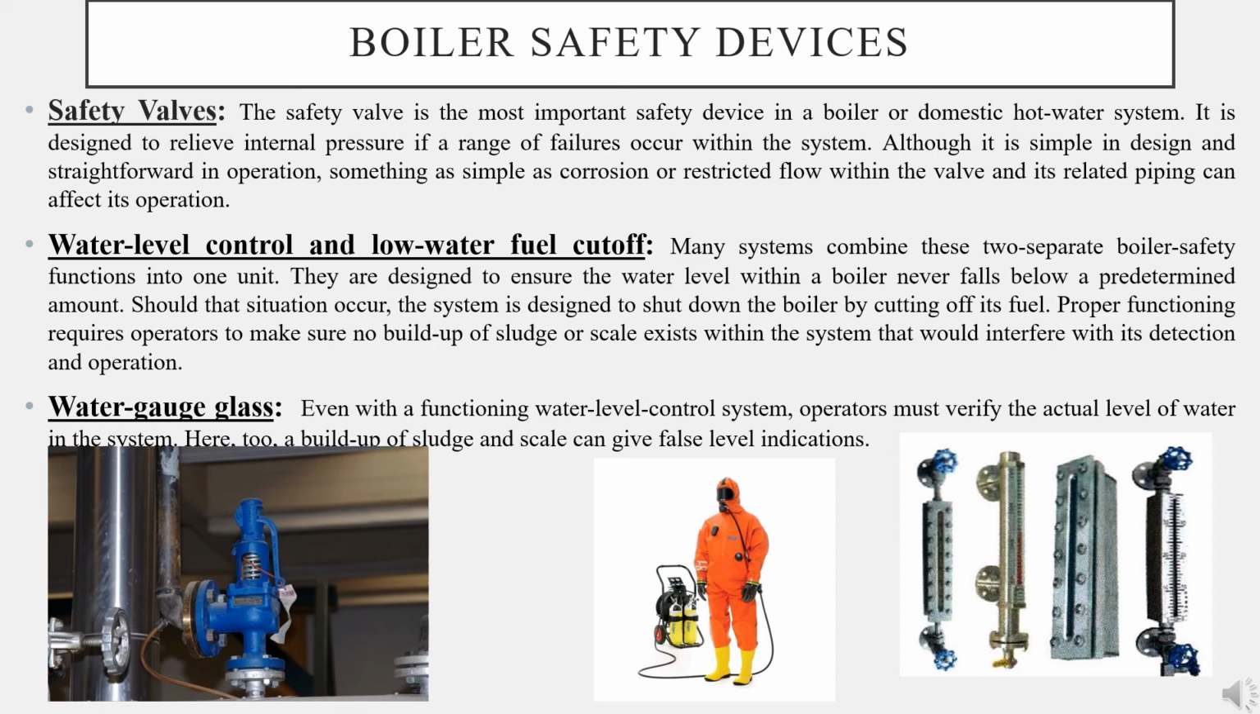Water level control and low water fuel cutoff, which are combined together by many systems. These ensure that the water level does not fall below a predetermined level and shut the boiler down in case that situation occurs. And lastly, the water gauge glass, which is used to verify the actual level of water in the system. Sludge buildup can lead to faulty indications of the above.